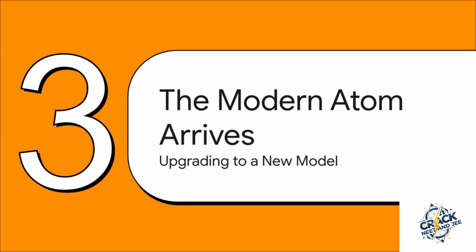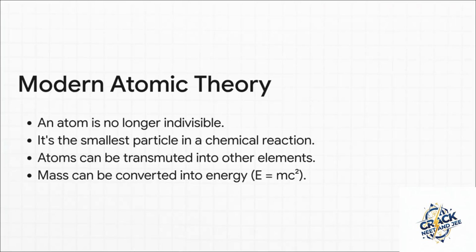So with all these discoveries piling up, Dalton's simple theory just couldn't keep up anymore. So, building on the work of so many scientists, a new theory was born, the modern atomic theory. And this wasn't just a small patch. This was a complete overhaul of the entire system. This new model totally rewrote the rules.